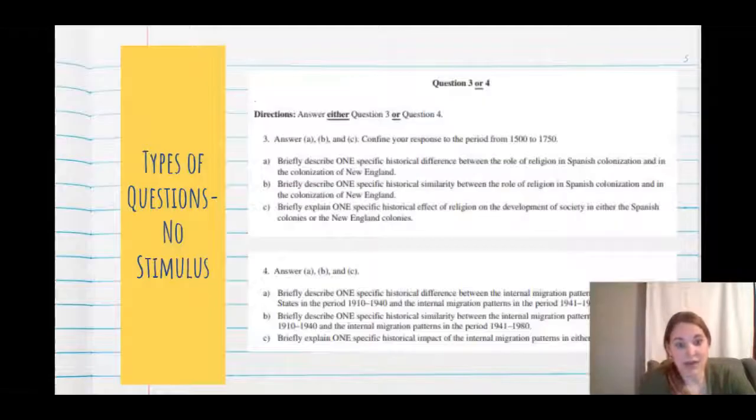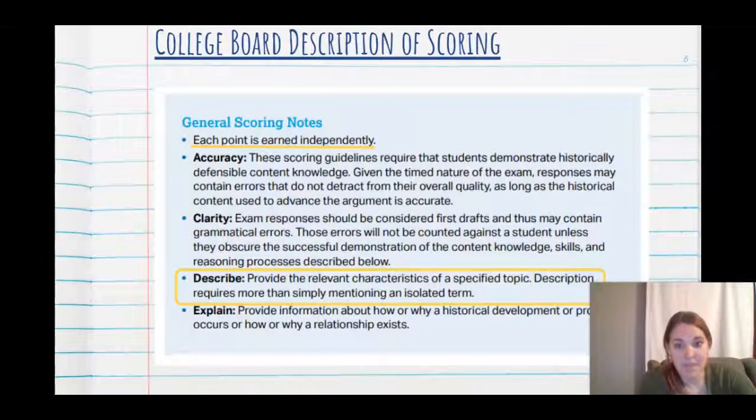And then last, some people love these, some people hate them. Questions 3 and 4 are going to be no stimulus. So there's nothing there to really jog your mind. It really is based on the knowledge you can draw straight from your brain. And these are typically going to address either comparison or causation. So similarities and differences, or cause and effect. So these are the types of questions that you'll see. They may vary slightly, but this is how it is formatted on the AP exam.